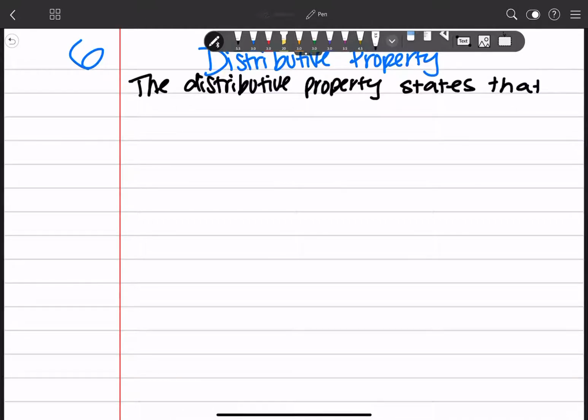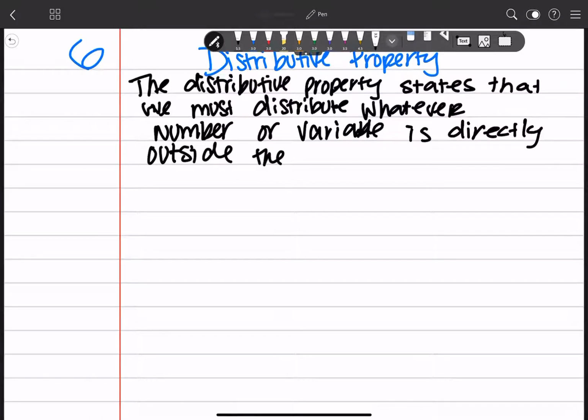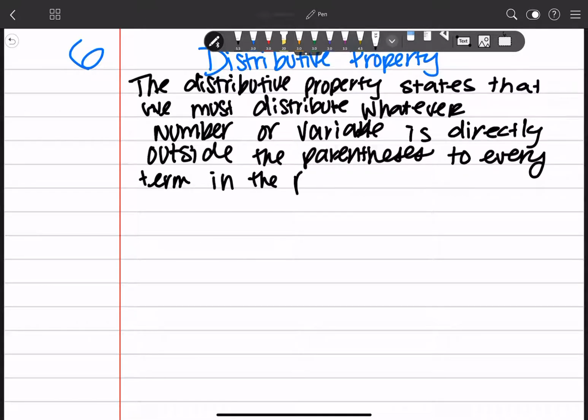So the distributive property states that we must distribute whatever number or variable is directly outside the parentheses to every single term inside the parentheses by multiplying. Pretty much, it's a special form of multiplication.